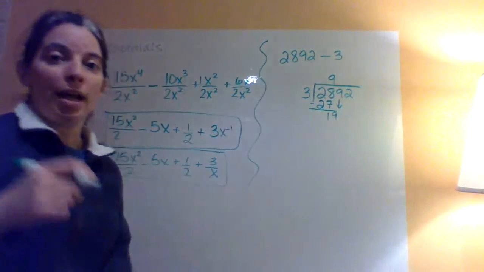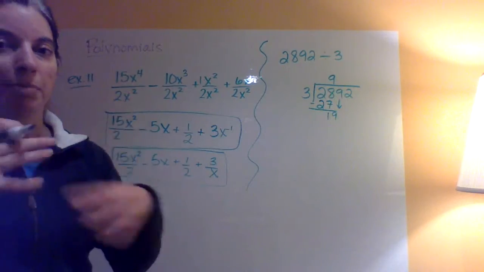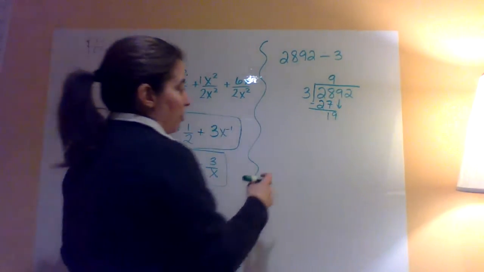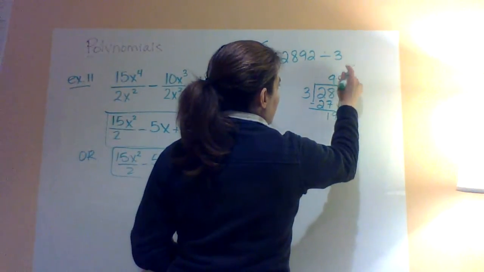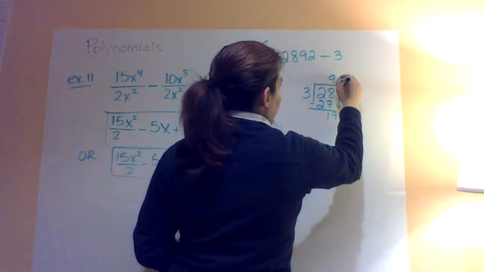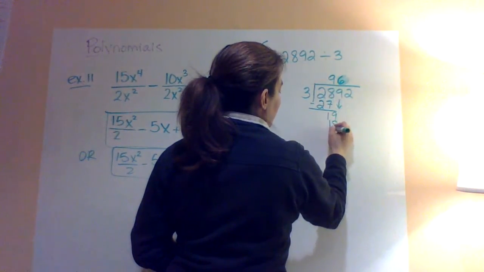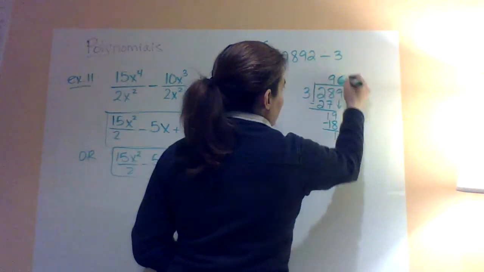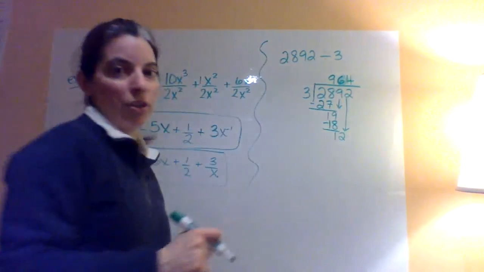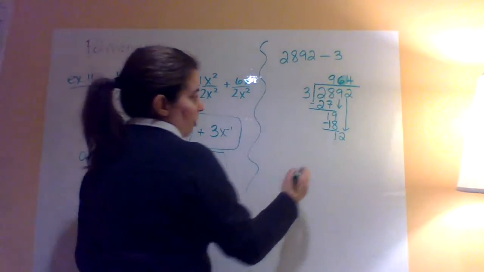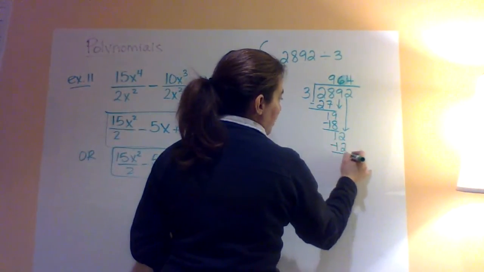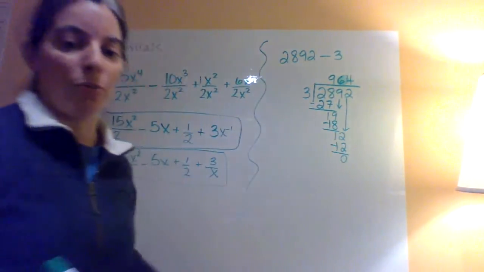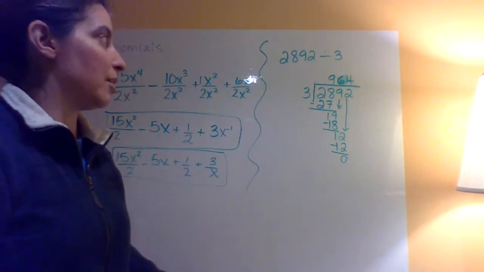And from this point on, it's all just a repeat of what we already did. So I see how many times 3 goes into 19, which is 6. 6 times 3 is 18. I subtract, I bring down. 3 goes into 12 4 times. 4 times 3 is 12. If I subtract and get 0 as my remainder, then that means that there's nothing left over.